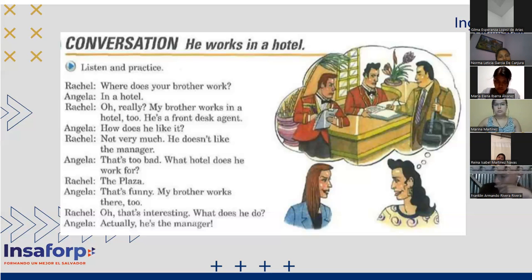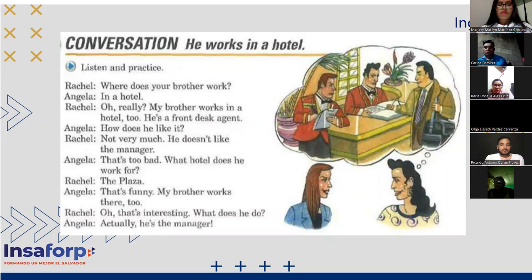How do you like it? ¿Qué tanto le gusta su trabajo? You can say, I like it a lot, I don't like it. It is okay, it is so-so, okay? Do you have new words in this conversation? ¿Tienen nuevas palabras? Do you have new words here? ¿Tienen nuevas palabras en esta conversación?